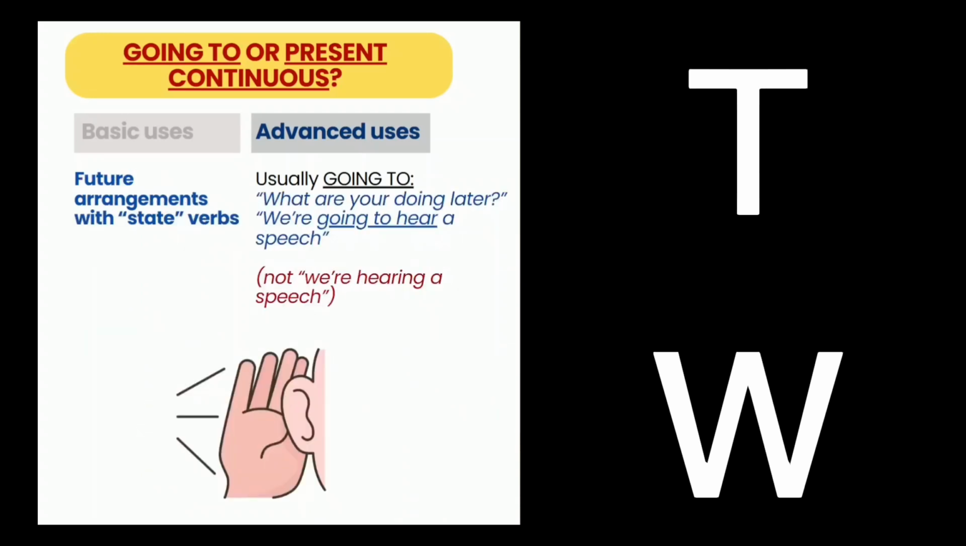When we go to state verbs, use going to as well. Don't use the present continuous. What are you doing later? We're going to hear a speech, not we're hearing a speech. That wouldn't fit because the present continuous doesn't normally go with state verbs unless there are other special rules.